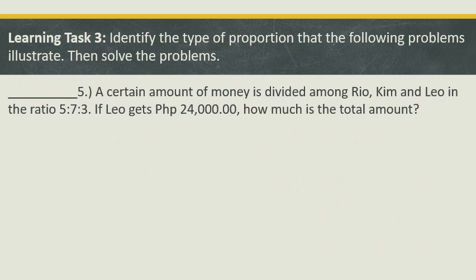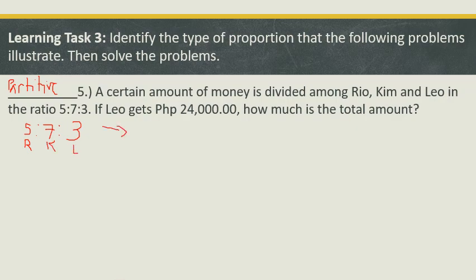And last, we have a certain amount of money is divided among Rio, Kim, and Leo in the ratio 5 is to 7 is to 3. So, may nakita agad kayong ganito. Alam na natin na ito ay partitive. So, partitive proportion po siya. So, if Leo gets 24,000 pesos, how much is the total amount? So, ang ratio natin dito is 5 is to 7 is to 3. So, si Rio ay 5, si Kim ay 7, si Leo ay 3.